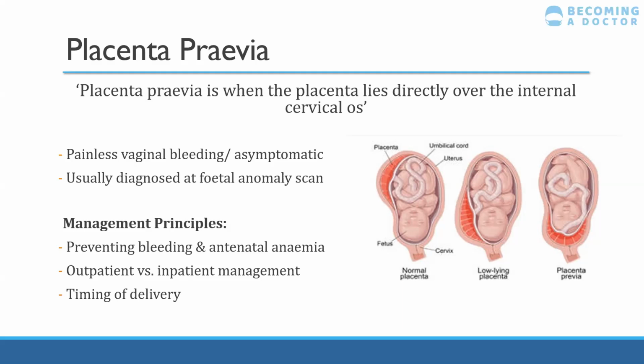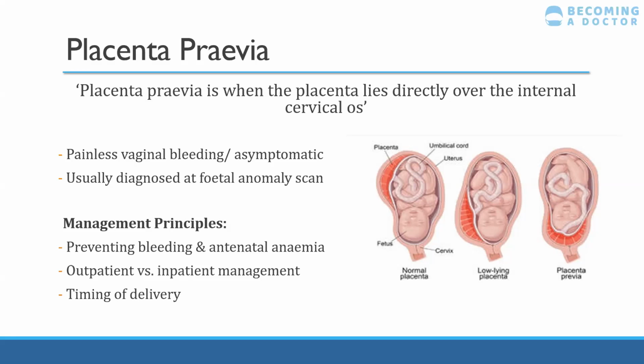are obviously previous C-section, and the risk of placenta previa increases with the number of C-sections that you've had. Any other reason for the endometrium to be deficient, so if they've previously had a termination of pregnancy or a manual removal of placenta, which might cause damage to the endometrium, they're at higher risk. The same with submucosal fibroids, so fibroids sticking into the uterine cavity, that increases risk of placenta previa. And then other things such as advanced maternal age, twin pregnancy, smoking, they all increase the risk of placenta previa.